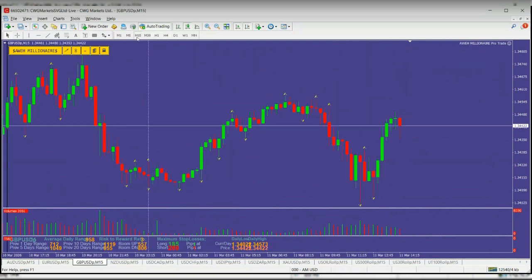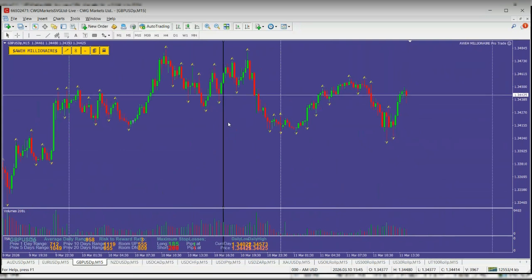Then I'll switch over to the 15-minute chart starting on March the 10th, identifying levels. That one's no longer relevant, this one's still relevant.